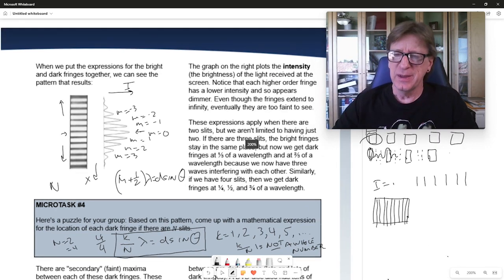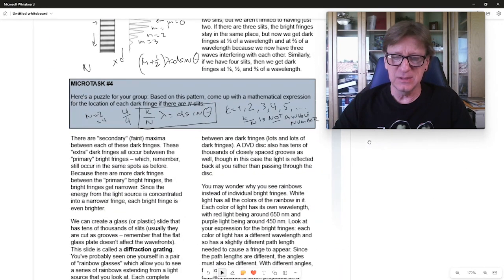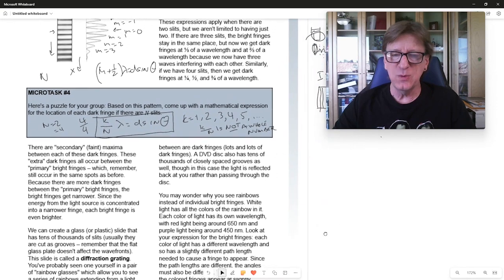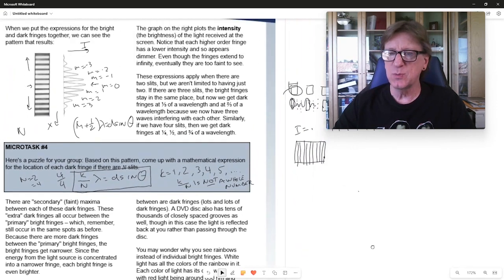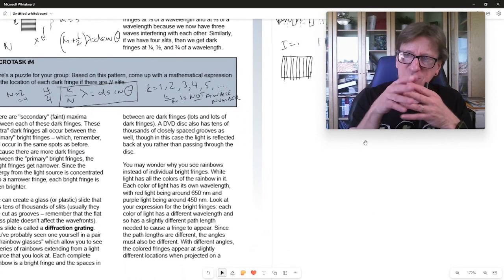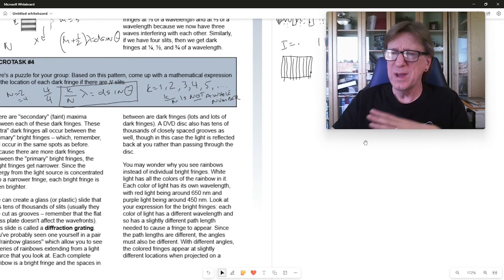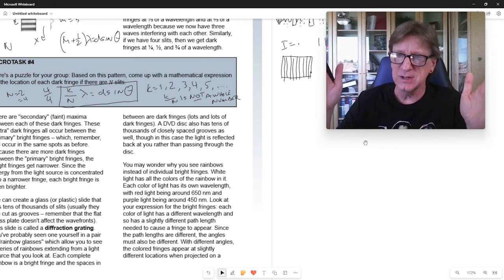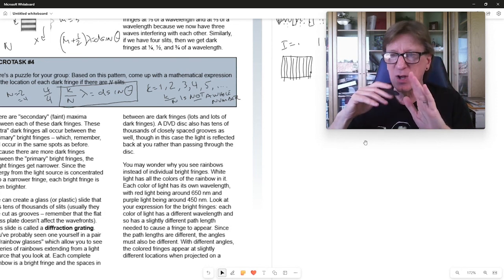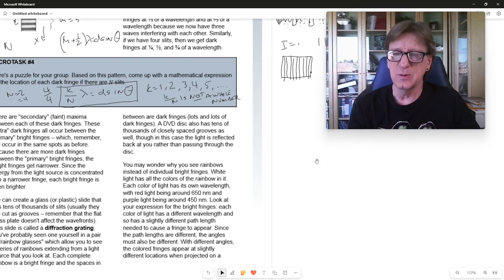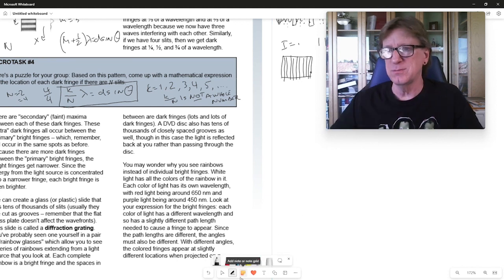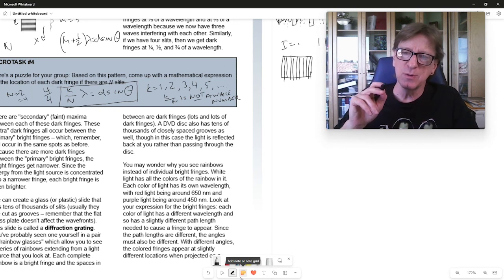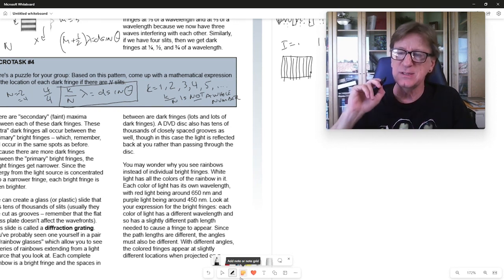Now, if we look down here, there's a discussion that's what we're talking about with diffraction gratings. You may say, well, why do we see rainbows instead of individual bright images? If my light is shining through it, white light, for example, why am I getting rainbows? Well, remember that white has all of the different colors in it. This is going to be important for us, but white has all the different colors of the rainbow in it. For the visible wavelengths, that's anywhere from 400 nanometers to 650 nanometers or so. Each one of those has a different wavelength. Each color has a different wavelength.